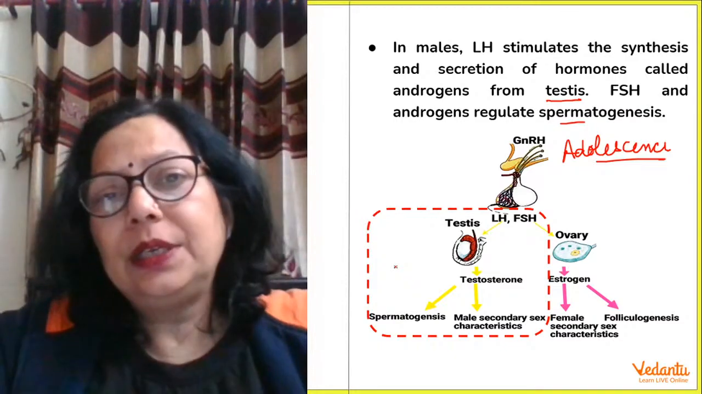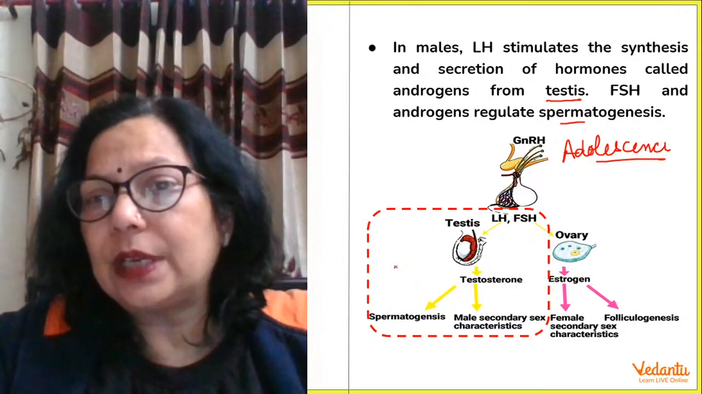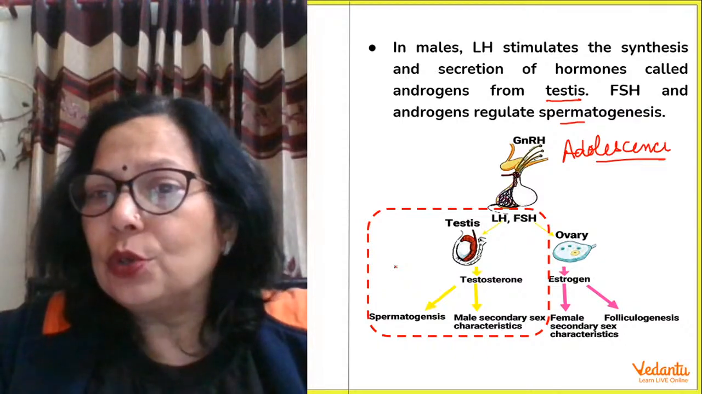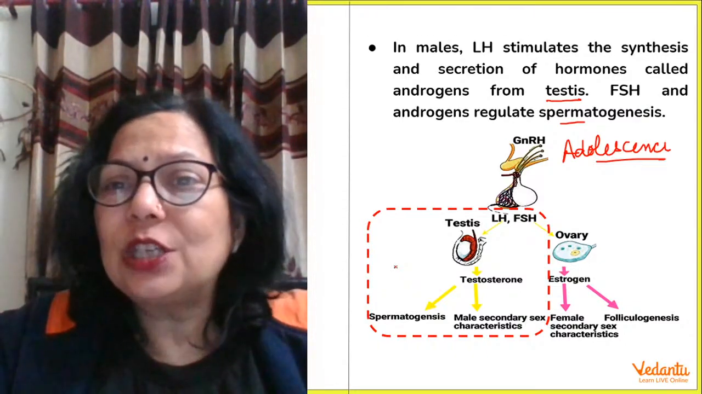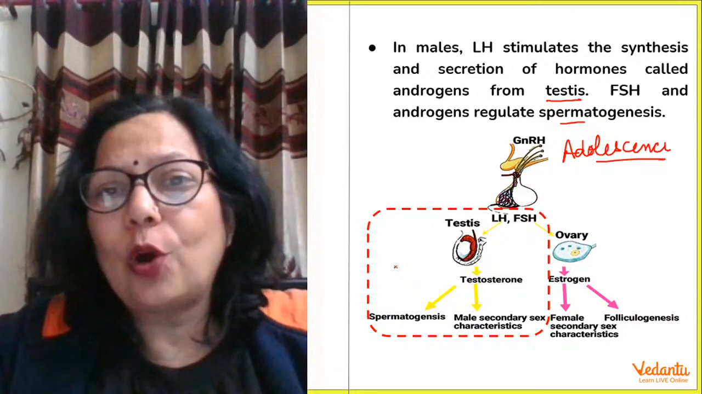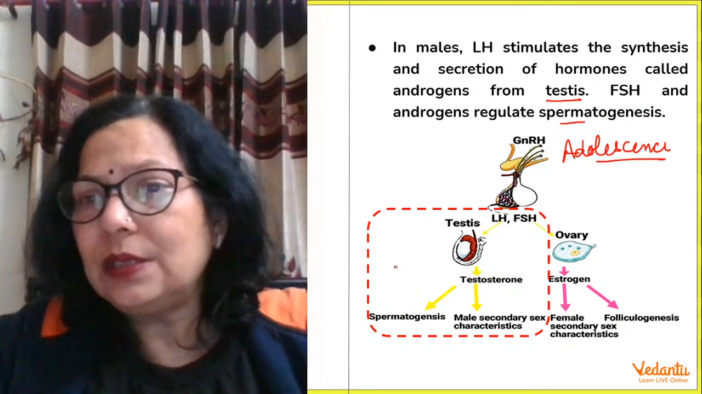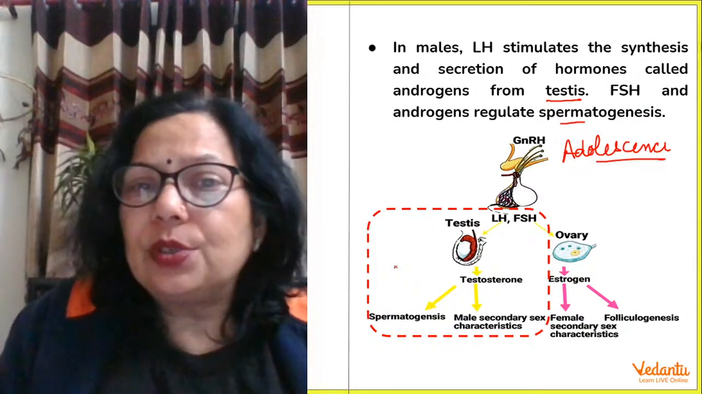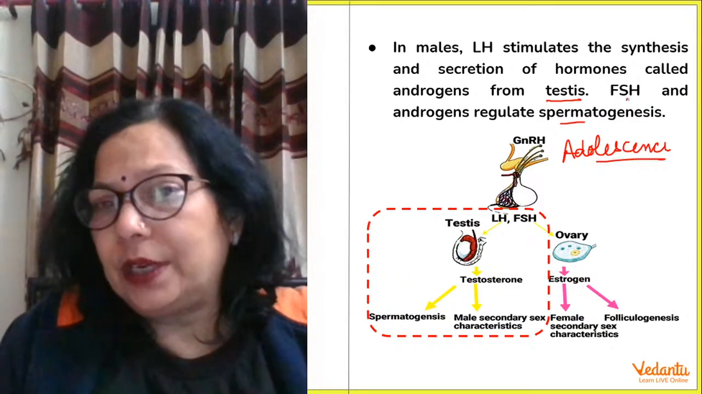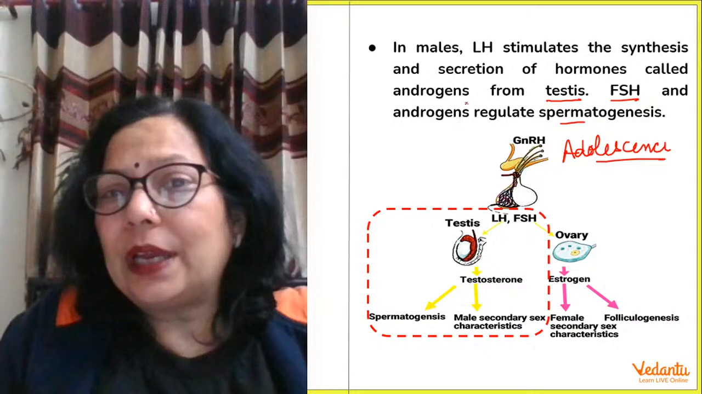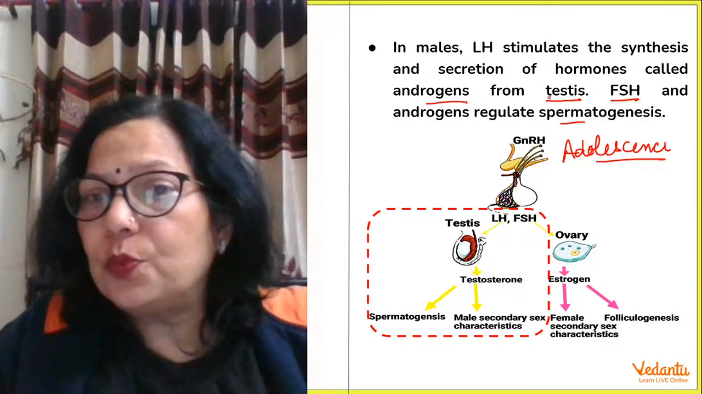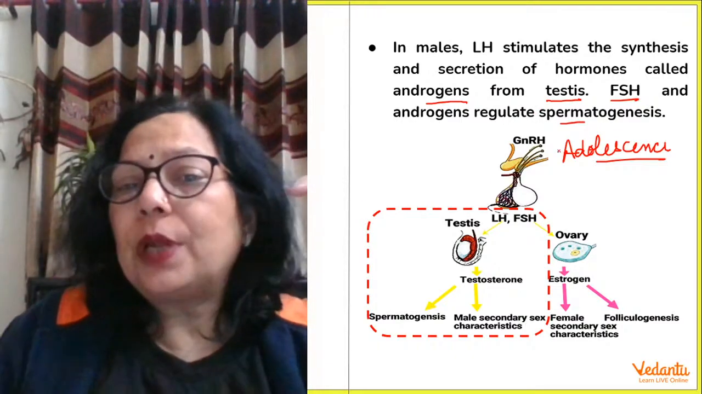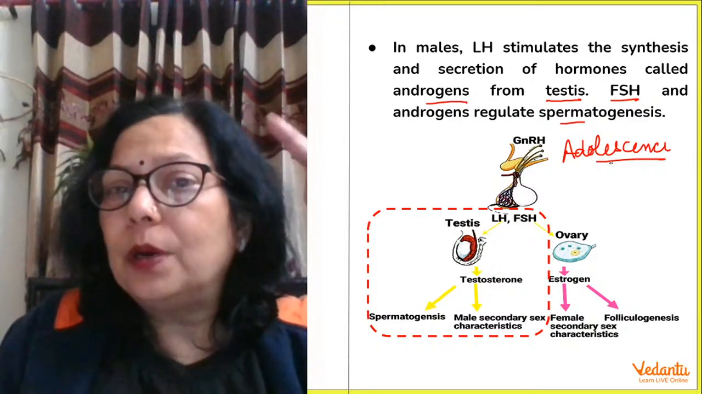In girls, other secondary sexual characters come up. So that is called the adolescence of the girls. In males, LH stimulates the synthesis and secretion of hormones called androgens from the testes. FSH and androgens regulate spermatogenesis. Androgens are the hormones which promote the production of the male egg, called the sperm, from the testes.